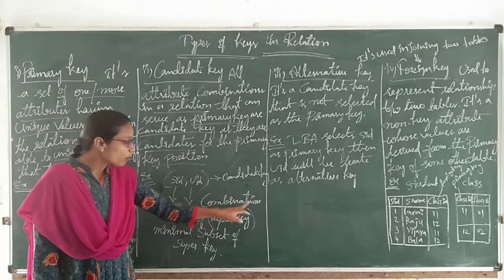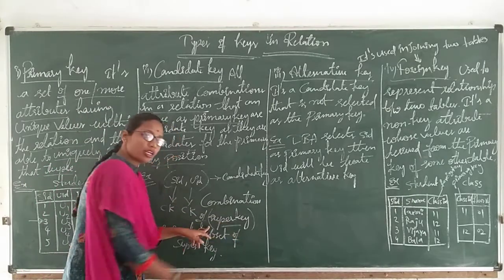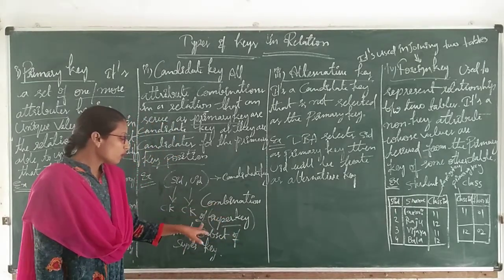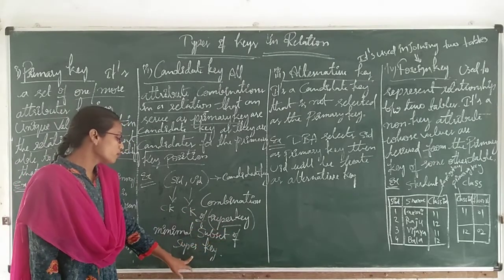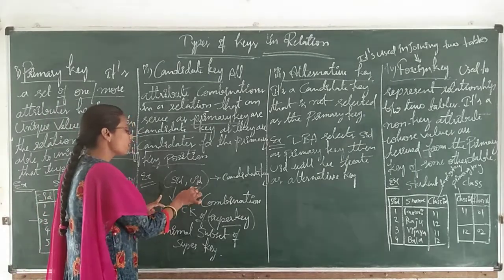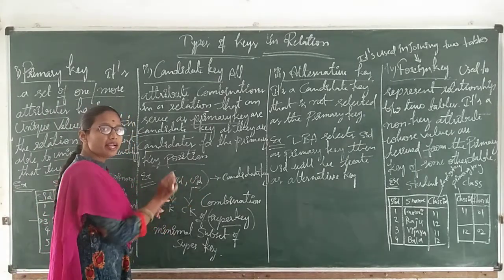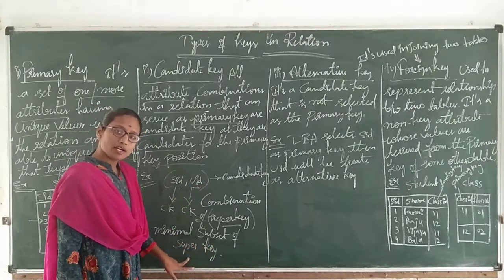Because of the super key. Here is the minimal subset of the super key. This UID is a minimal subset of SID. This UID is a super key.